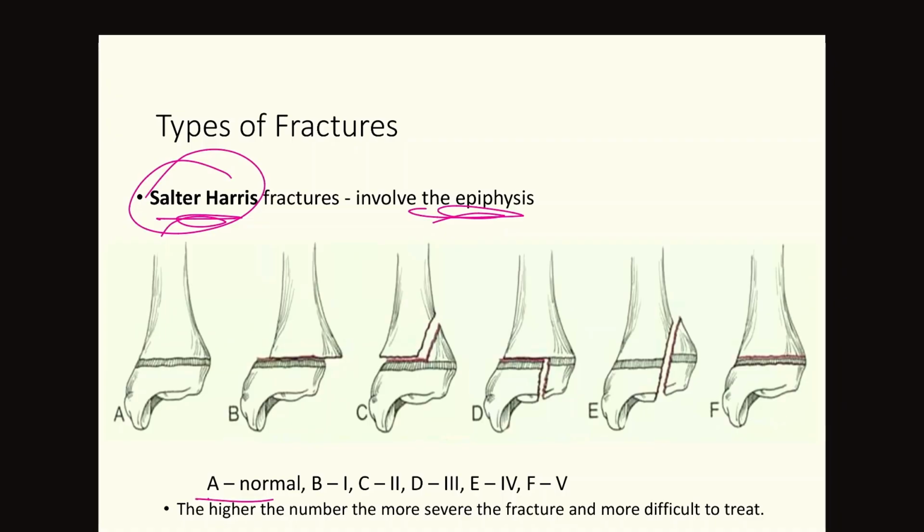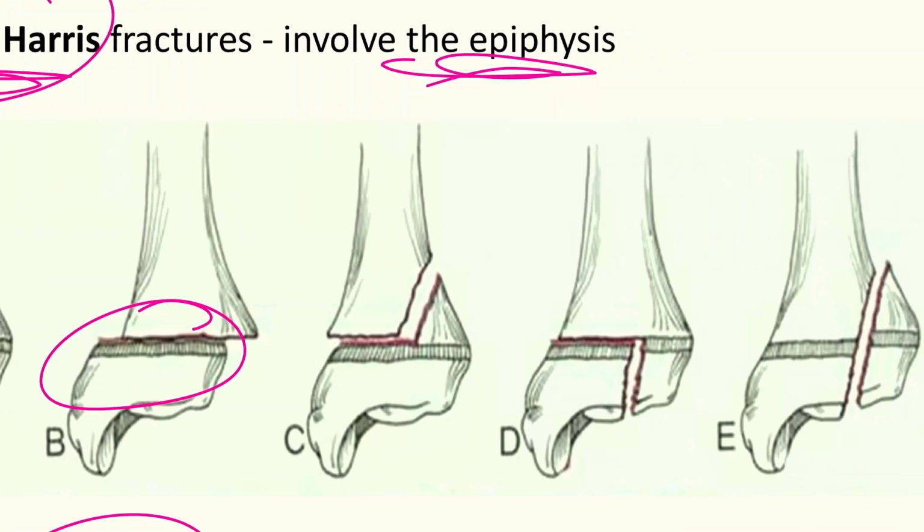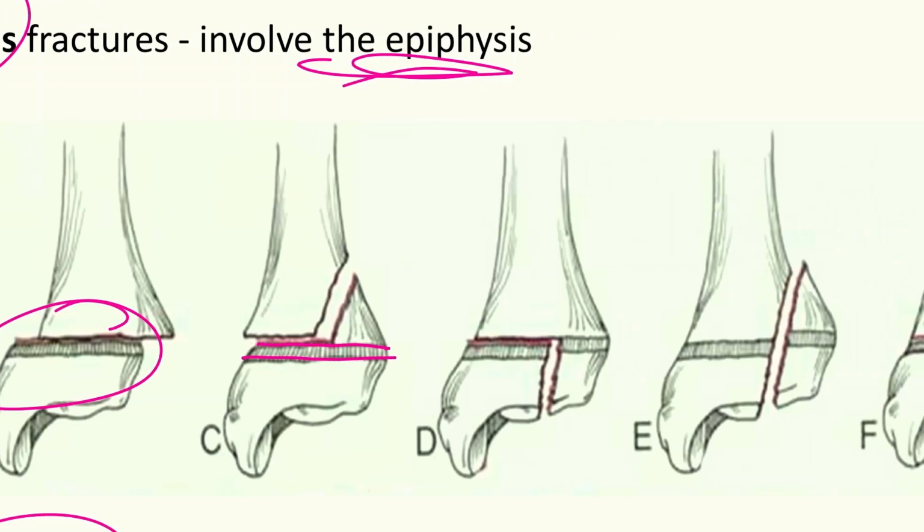All we're saying here is that here's your normal, and then they grade them in severity. If you look, in B the growth plate is still intact. C, the growth plate is still intact. Okay? But look at D. Now we have a break in the growth plate. And E, you have a break in the growth plate. So those are the more severe ones.